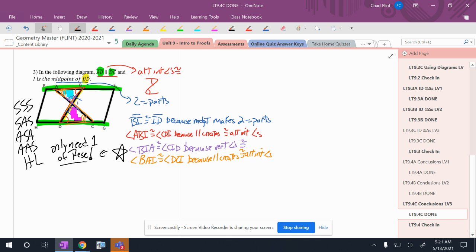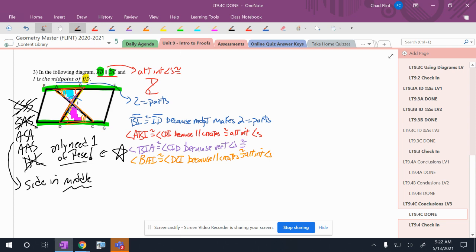I'm going to throw out what doesn't work. Hypotenuse leg is out. No matter what of the red, purple, and orange, I only have one pair of congruent sides. So those are both out. So I have either angle, side, angle, or angle, angle, side. And I actually have both of them with what I have written. I'm going to put the side is in the middle. All right, side is in the middle.